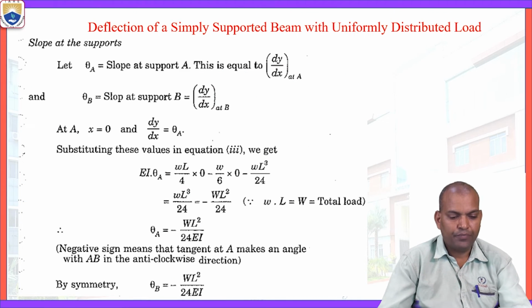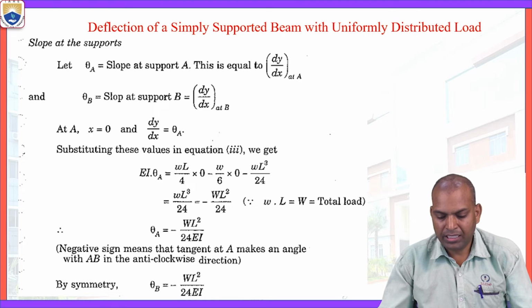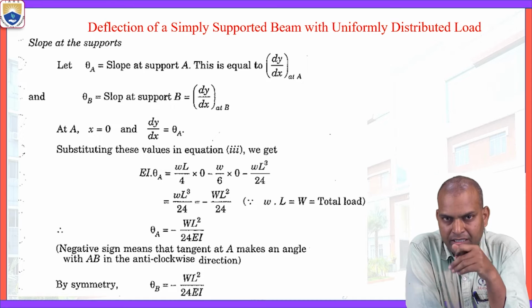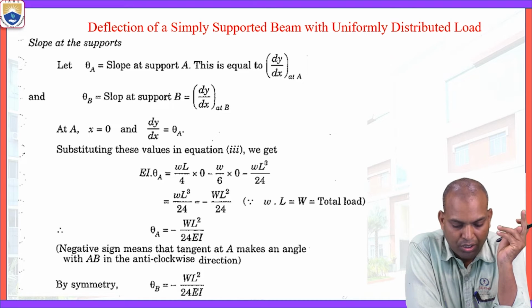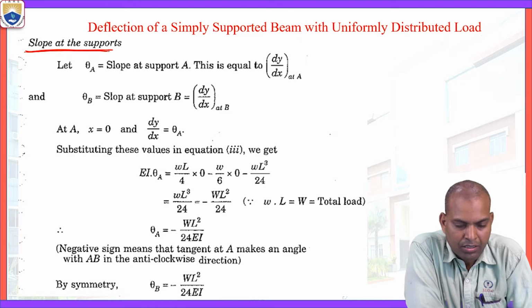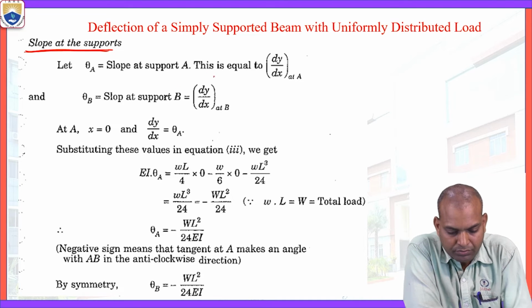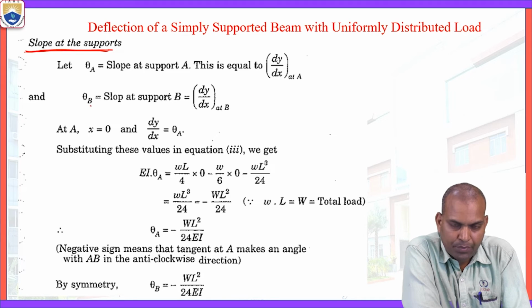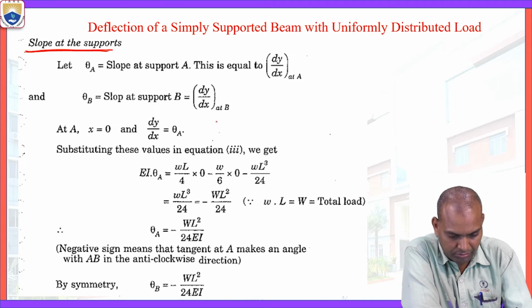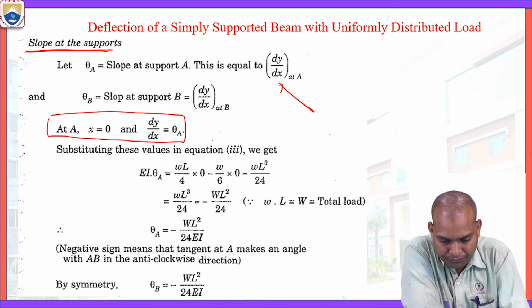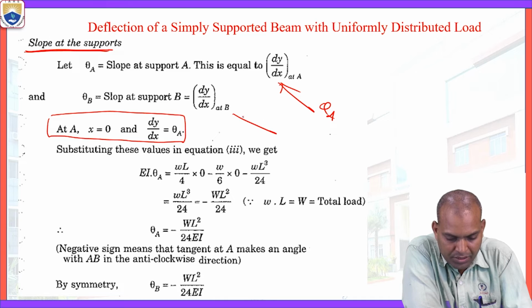Now these are the equations, and we want the slope at the supports, or the slope where x is varying. If you want the slope at the supports, that means dy by dx at A, and the slope at support B, dy by dx at B. The slope at support A is theta A and the slope at support B is theta B.